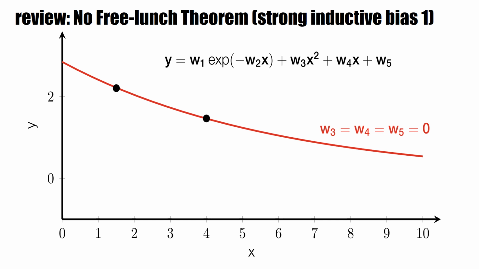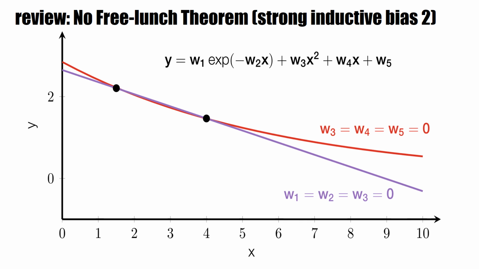Now, what helps is if we know that 3 of the parameters are 0 in this task. This is an example of a strong inductive bias. Now we have 2 data points as before, and we are left with 2 parameters. We can actually fit the curve. We can fit the 2 data points and extract a very nice curve.